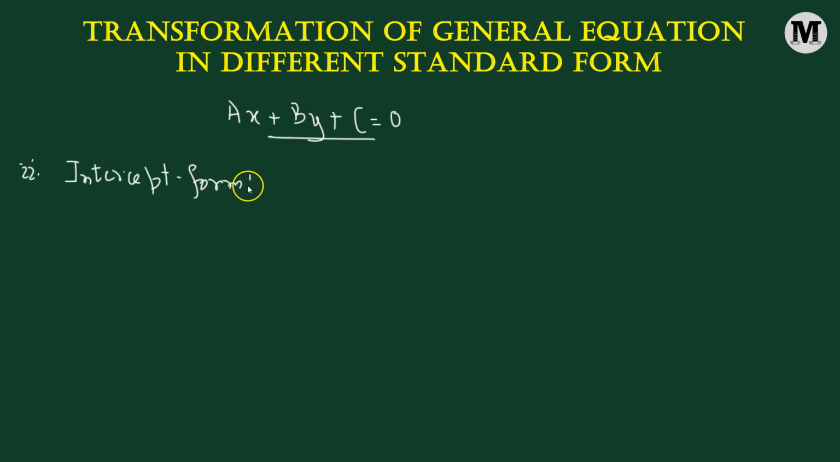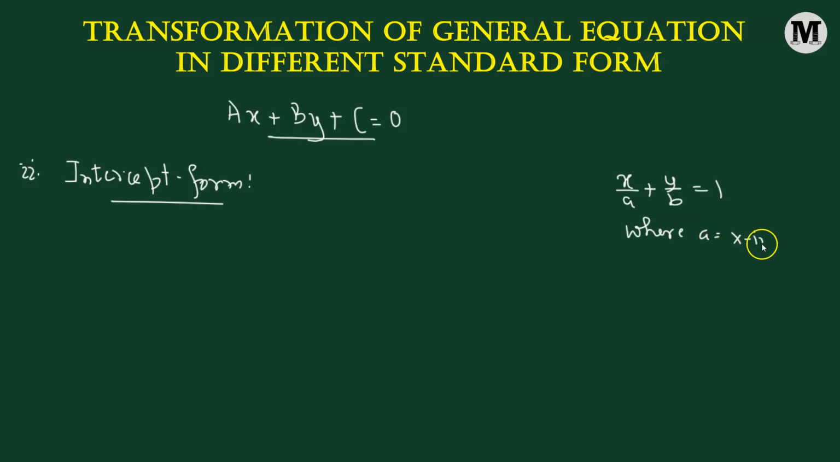So what is the intercept form? The intercept form simply states that an equation of a line can be represented as x over a added to y over b equals to 1. This is referred to as the intercept form of the line, where a represents the x-intercept.